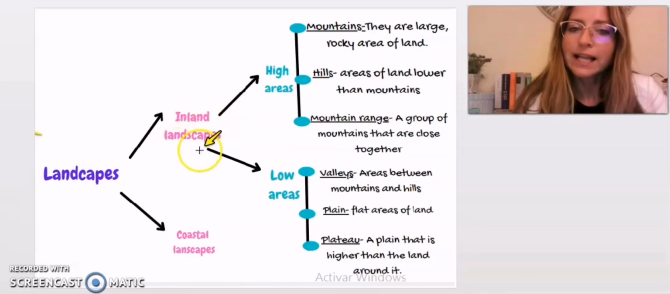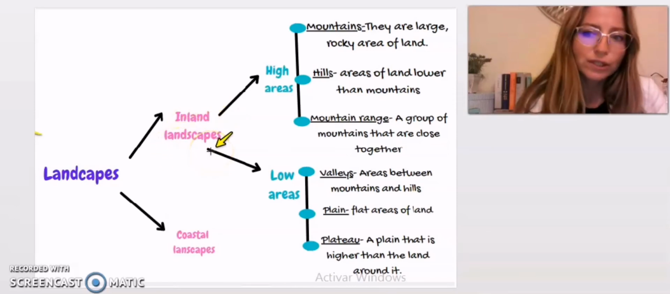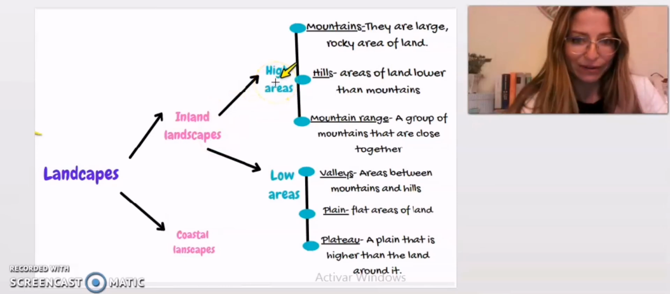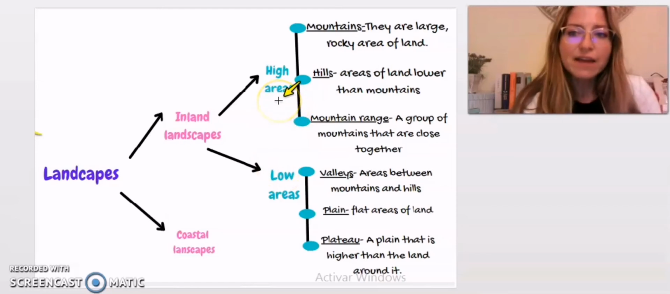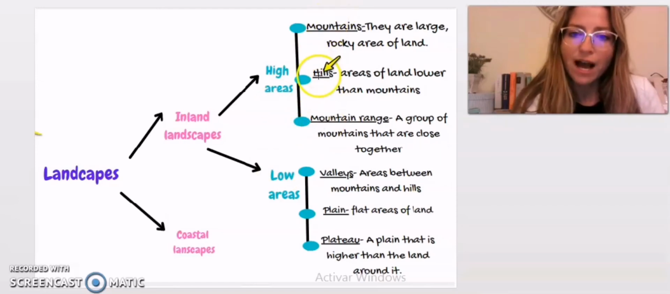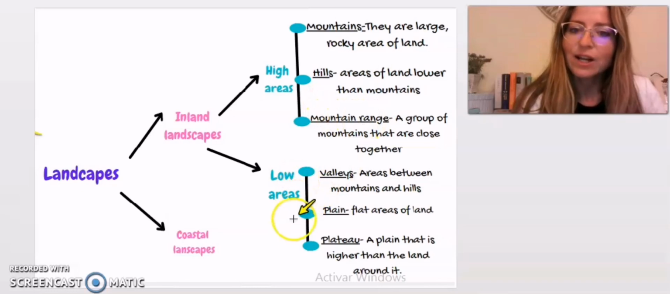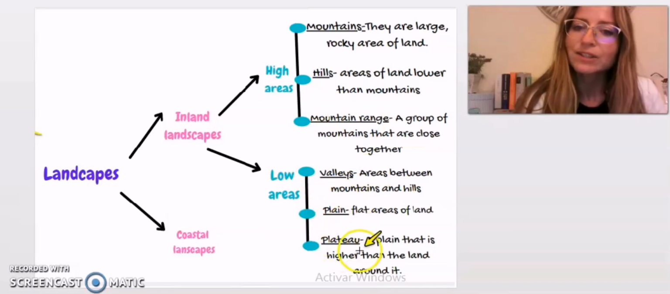And in inland landscapes, we can find two different types of landscapes, high areas and low areas. In high areas, we can find three different types of high areas, mountains, hills, and mountain range. And in low areas, we have valleys, plains, and plateaus.